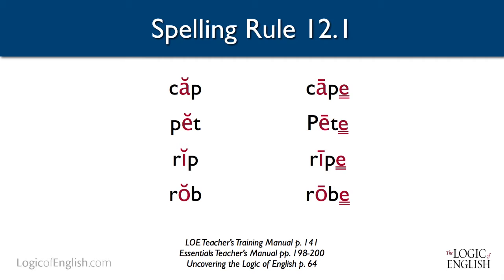It's now time to address silent final E's. Silent final E's create a lot of confusion for many people in English. This is because most of us were taught only this first reason. If you see the words on the slide, we have cap becomes cape, pet, Pete, rip, ripe, and rob, robe when we add a silent E.